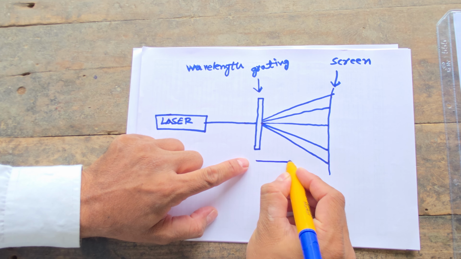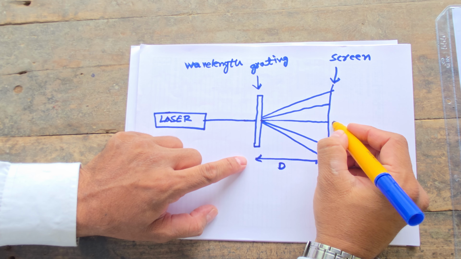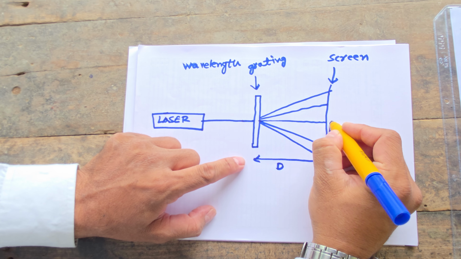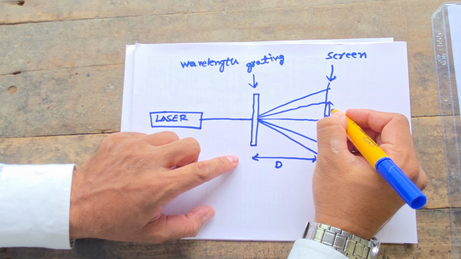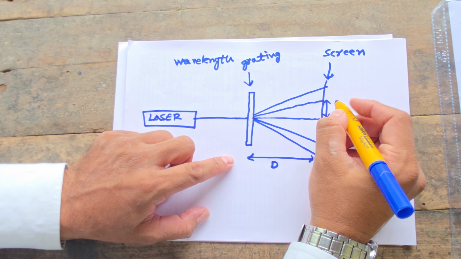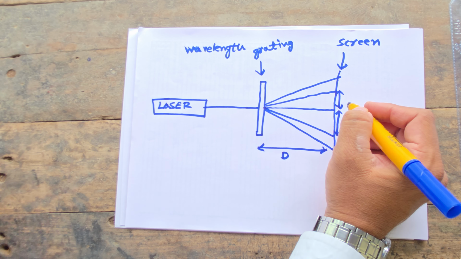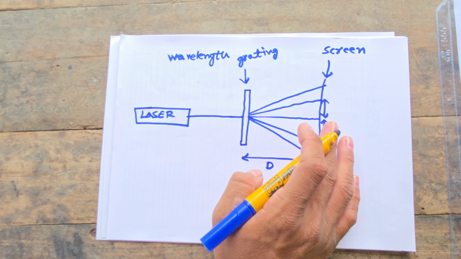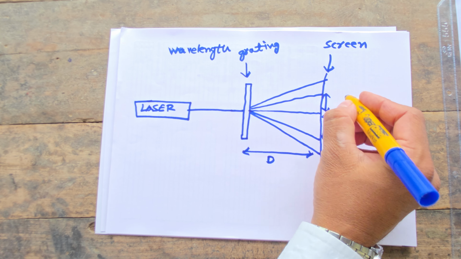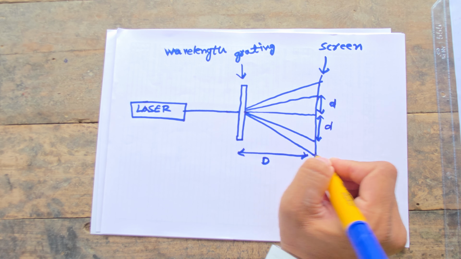This distance we will call capital D, and this distance we will call small d. Rather, we will take the average of these two distances. Maybe this distance we will call D1 and this D2, and then we will take the average of the two. Ideally, if our experimental setup is proper, then D1 and D2 should be the same. So while writing, I will write this as D and this also as D.